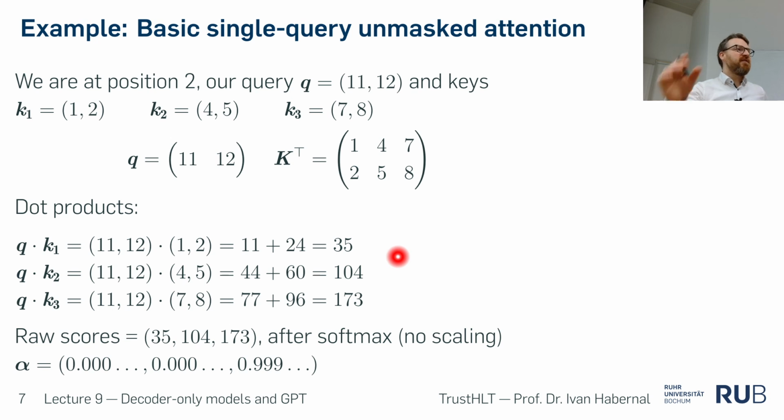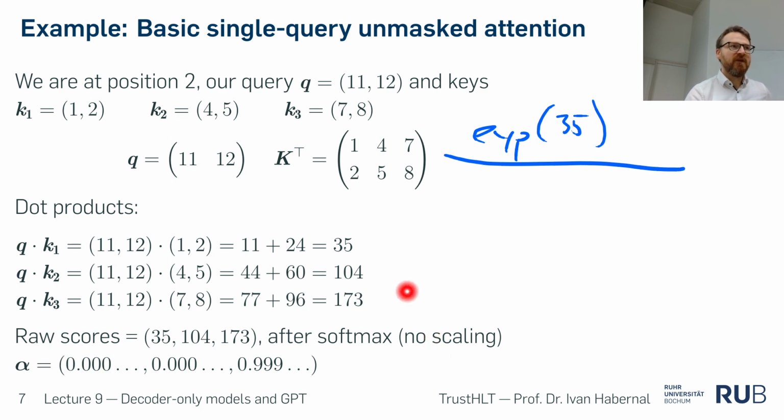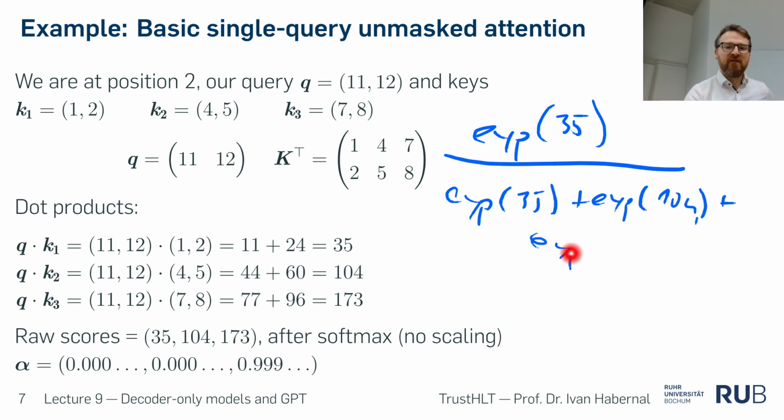And now we're doing the softmax over rows. So what is the softmax of this vector? Well, I don't know. How do you compute softmax again? What's the softmax? Yeah, go ahead. Taking the exponential of a single number, let's say 35, over the summation of the exponentials. So let's say exp 35 plus exp 104 plus exp 173, exactly. And we do this for each of those.